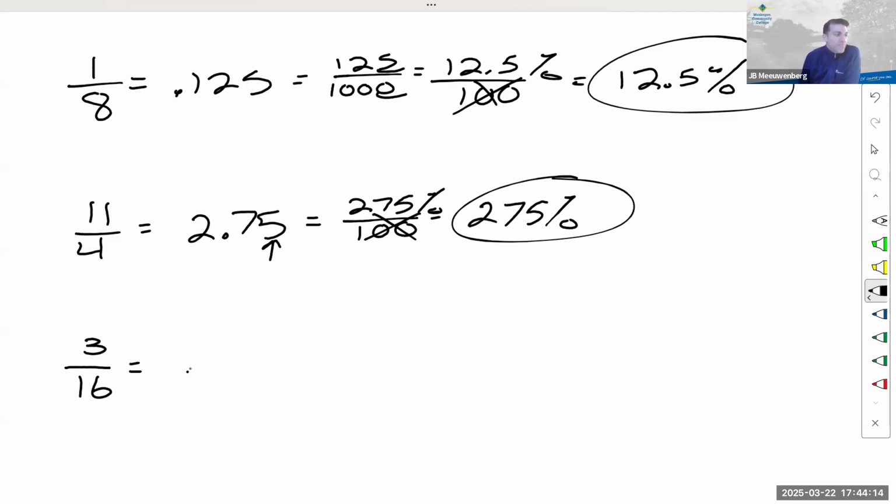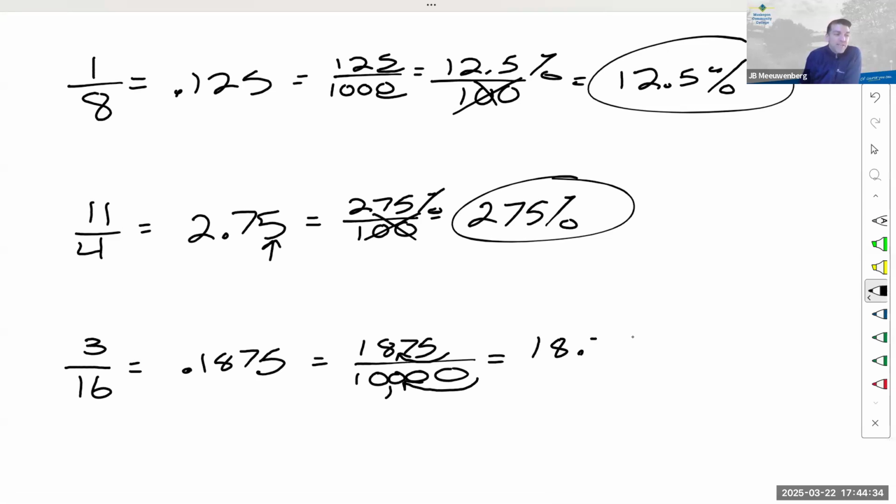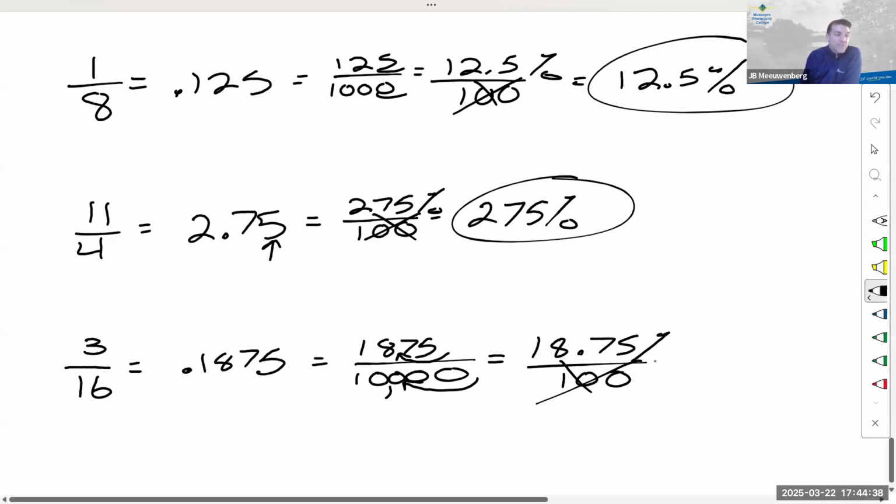3/16 when we divide it is 0.1875, which could be stated as 1,875 10,000ths as a fraction. We know we want it out of 100 though, so we're going to move our decimal 2 spots back in both cases. 18.75 over 100. Remove that 100, add a percent sign, and there we go.